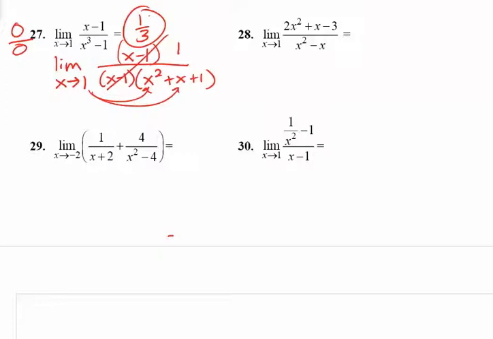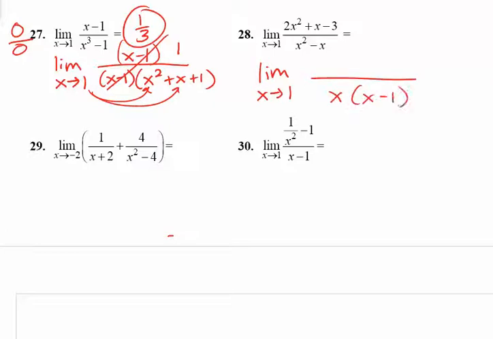In 28, if we did direct substitution, putting 1 in there, our numerator would be 3 minus 3, and our denominator would be 1 minus 1. So again, it's that 0 over 0 case. So let's see if it's a removable discontinuity.